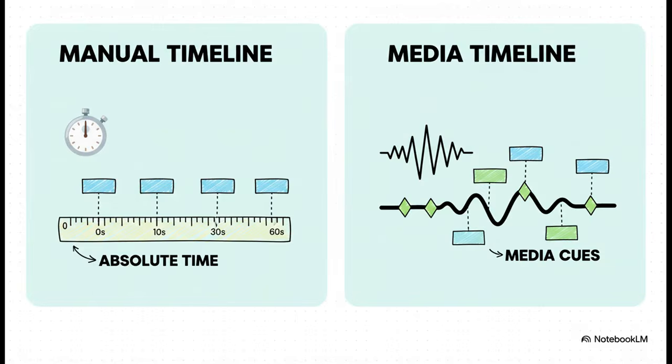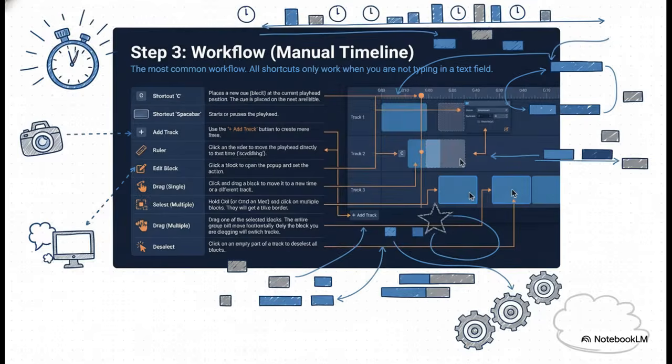You're going to use the manual timeline for events where cues happen at specific times, 10 seconds in, 30 seconds in, and so on. And you'll use the media timeline when your cues have to be locked perfectly to a video or an audio track. Just pick the one that fits your show structure. Let's start with the manual timeline.